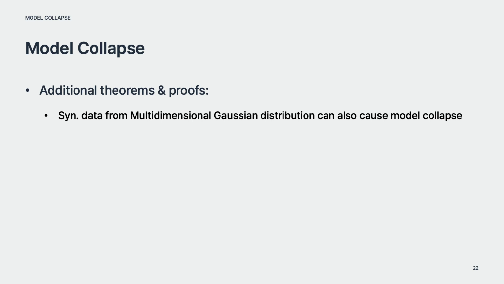Model collapse is not limited to discrete language distributions. Even continuous distributions such as multidimensional Gaussians exhibit similar collapse behavior under recursive sampling. This shows that collapse is a general statistical phenomenon, not an artifact of tokenization or language modeling.